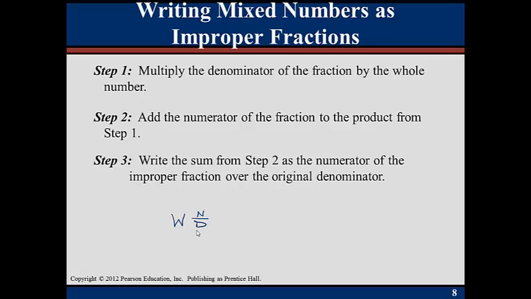So the whole number will multiply the denominator. So we're going to have the whole number times the denominator. And then step 2 says add the numerator to this product. So you're going to add the numerator. This will give you your new numerator. So multiply the whole times the denominator, then add the numerator. This is your new numerator.